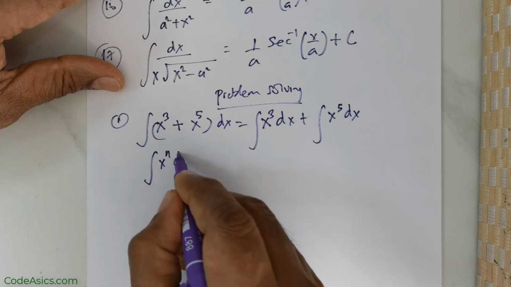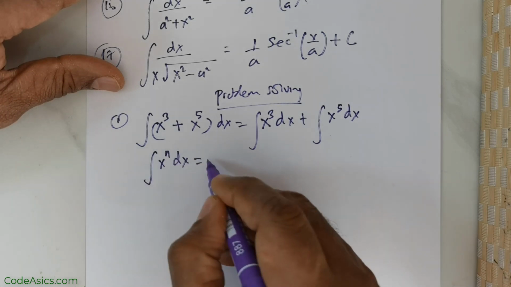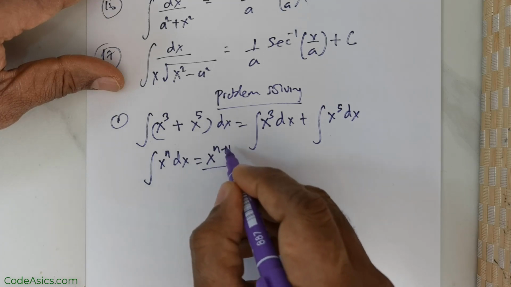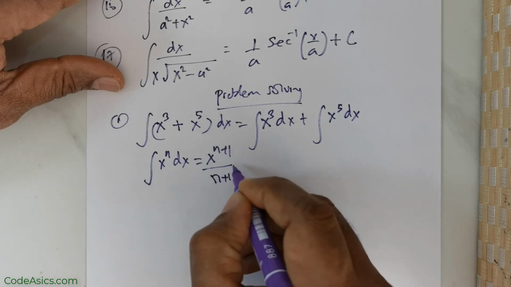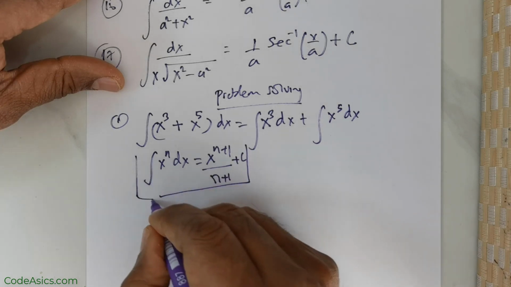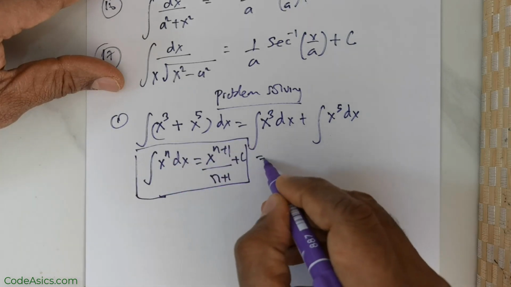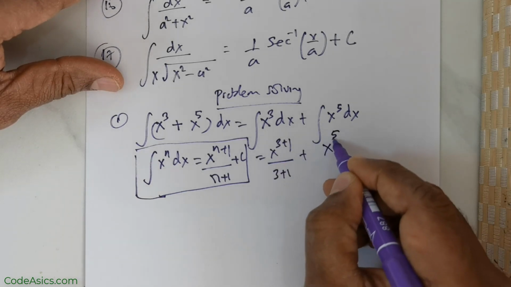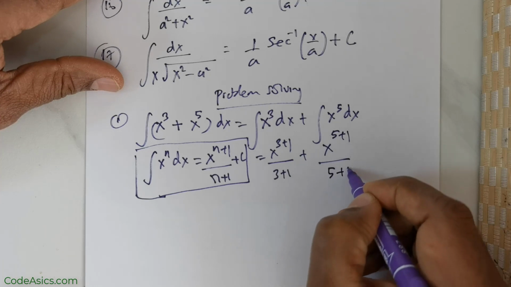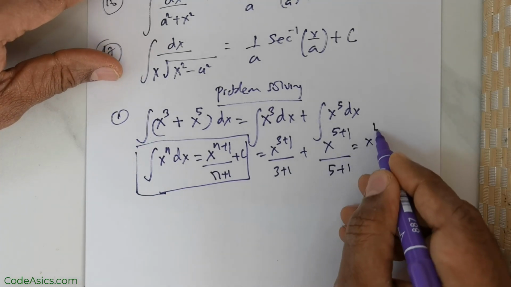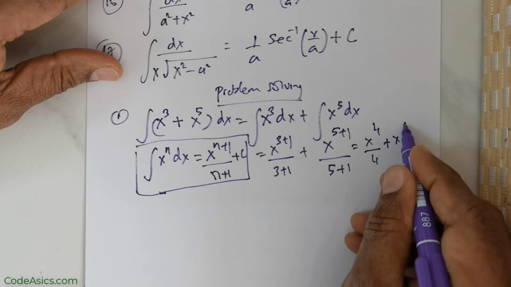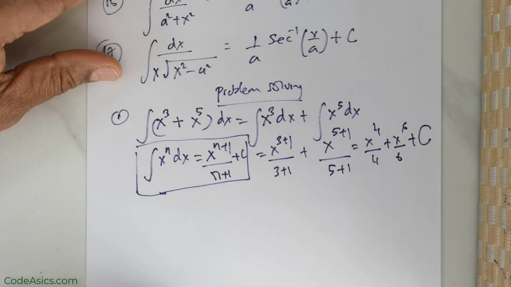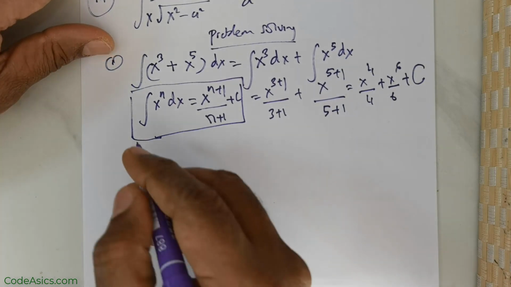Now I have given you a formula that the integral of x to the power of n dx is x raised to the power of n plus 1 divided by n plus 1, plus arbitrary constant c. So by this formula, this is going to be x raised to the power of 3 plus 1 divided by 3 plus 1, plus x raised to the power of 5 plus 1 divided by 5 plus 1. This is equal to x to the power of 4 over 4 plus x to the power of 6 over 6. Now you add the arbitrary constant. Okay, so that's the first question.